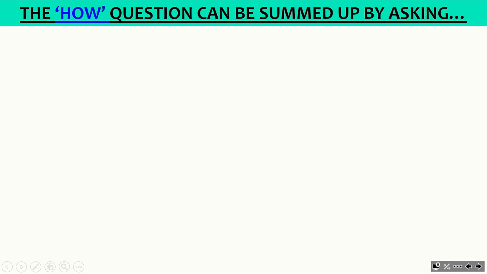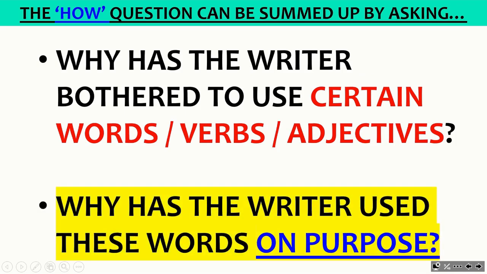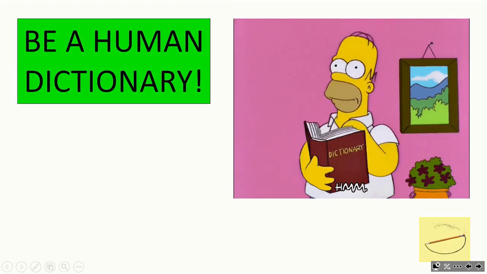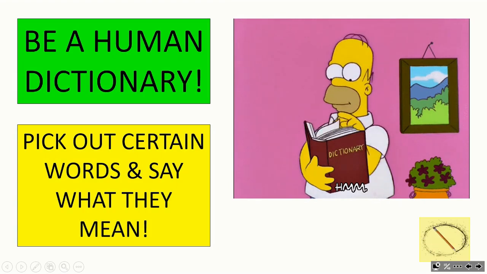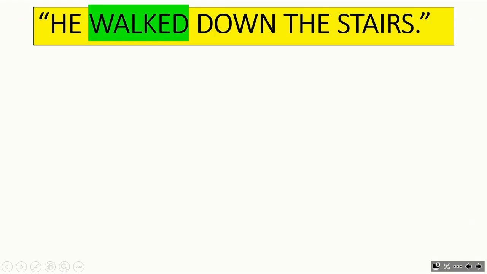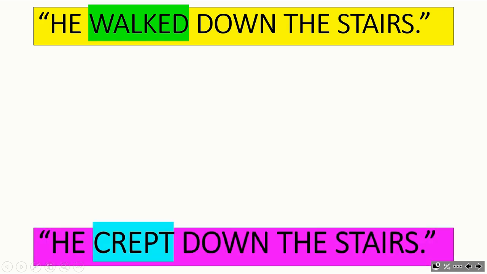So the how question, or the language analysis question, can be summed up by asking, why is the writer bothered to use certain words, verbs and adjectives, and why has the writer used these words on purpose? So if they intentionally use these words, why has the writer done that? So it's all about being a human dictionary or thesaurus. Pick out the words in the quote that stand out to you and say what they mean. So for example, if I give you a quote of "he walked down the stairs," that is not going to tell me a lot about the character.